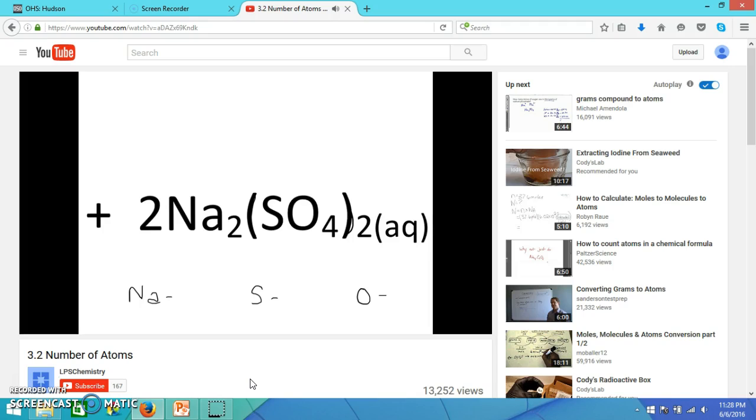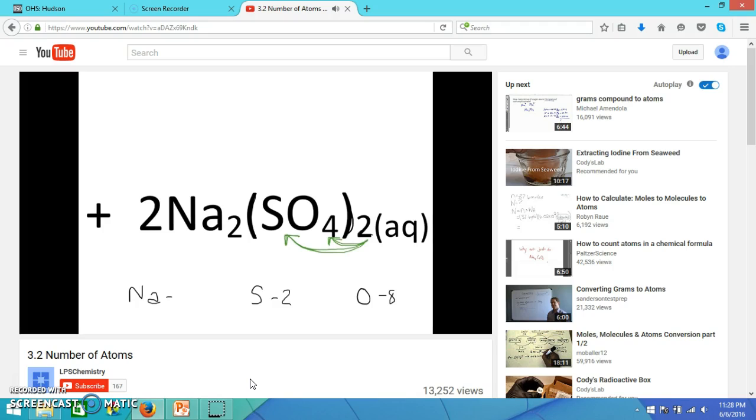Now, the first thing that I'm going to do is whenever we see the parentheses and a subscript outside that parentheses, which is 2, we want to distribute that subscript into both elements in the parentheses. So we see that this 2 multiplied by that 4 is going to give us 8, and that 2 multiplied by that 1 is going to give us 2 for sulfur.